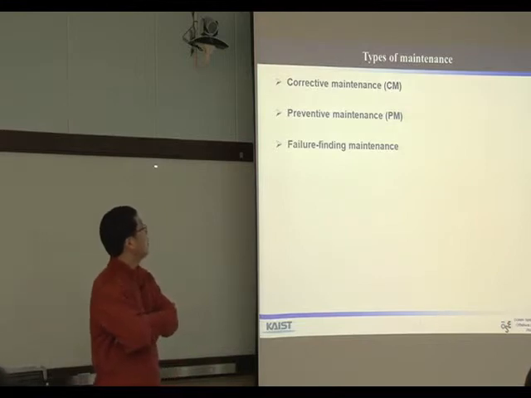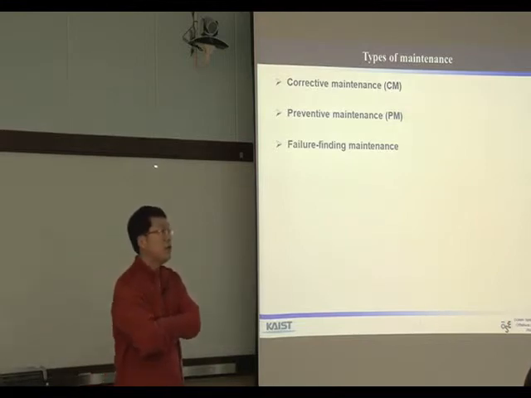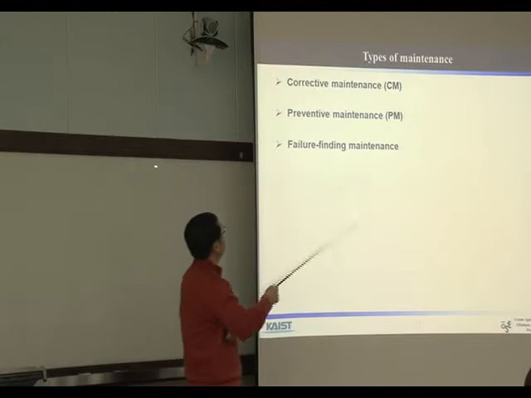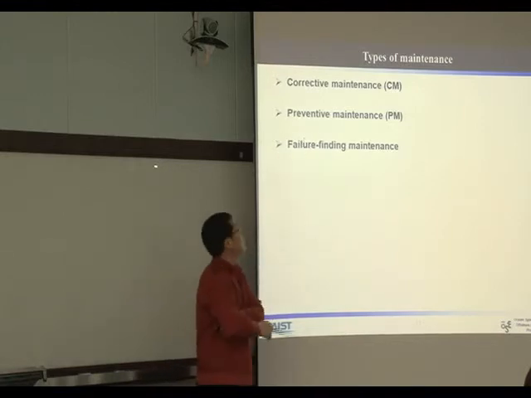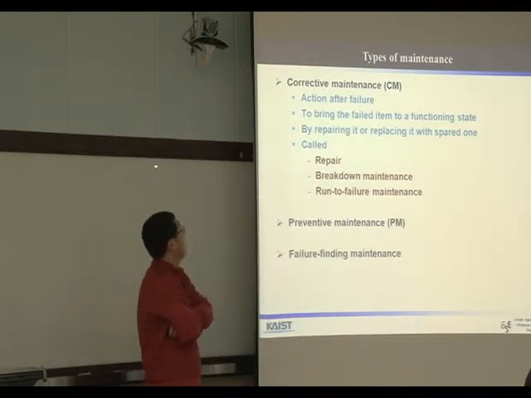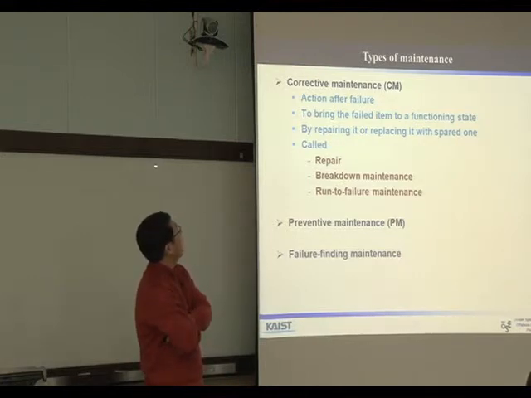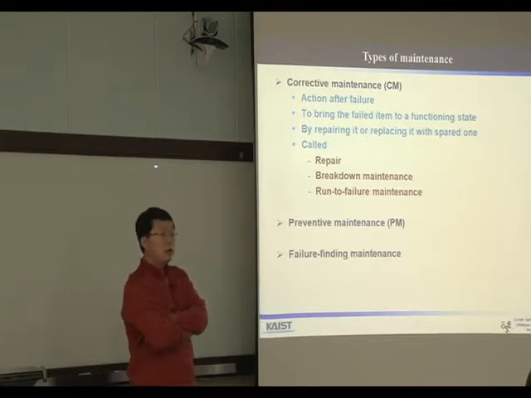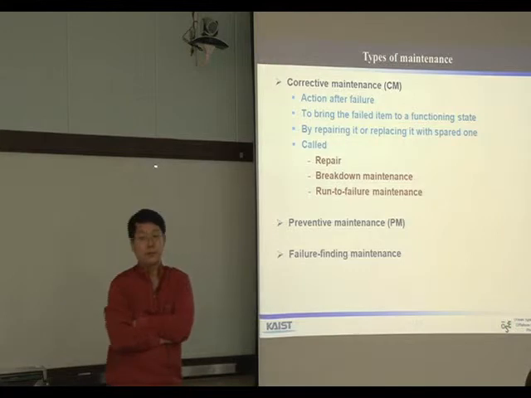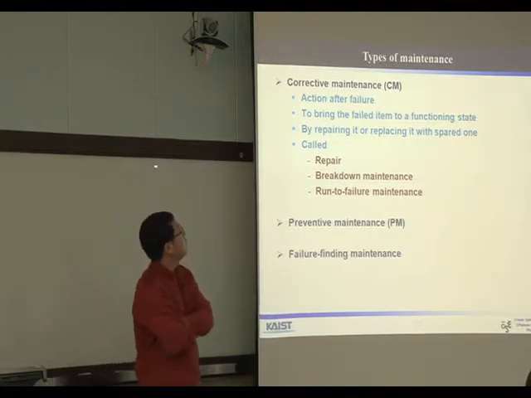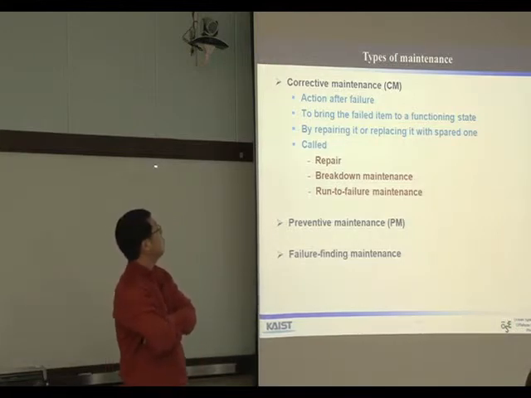So there are three types of maintenance. I already explained the two maintenance. And another is failure finding maintenance. I will explain this shortly. Corrective maintenance, called the CM usually, is action after failure, to bring the failed item to a functioning state by repairing or replacing with the spared one.